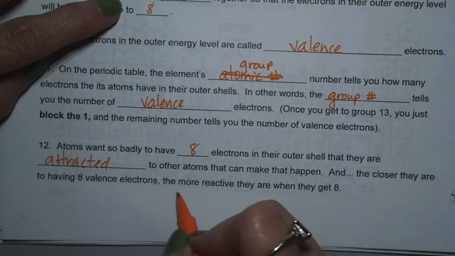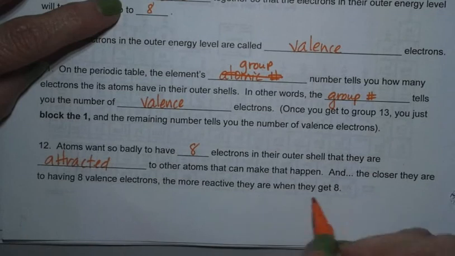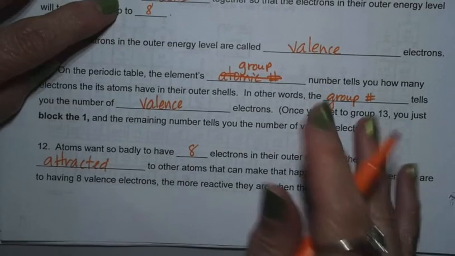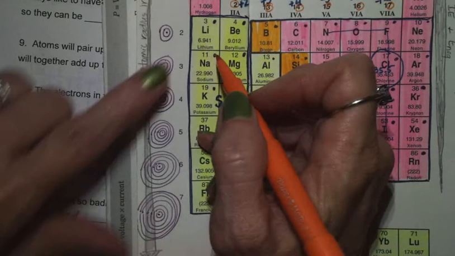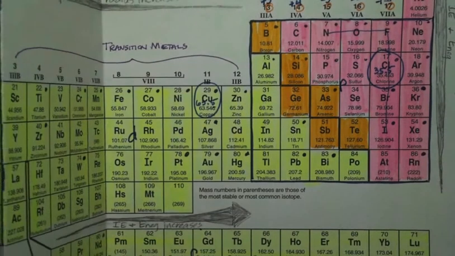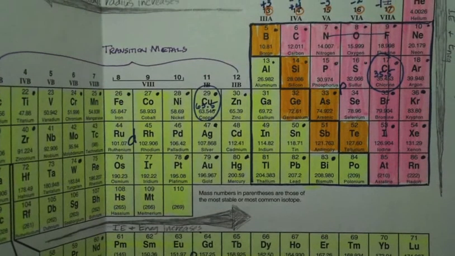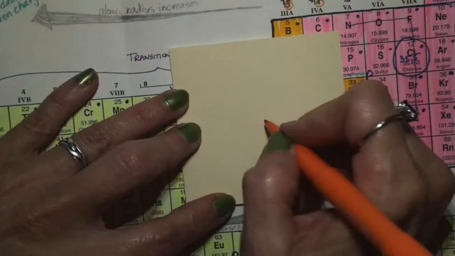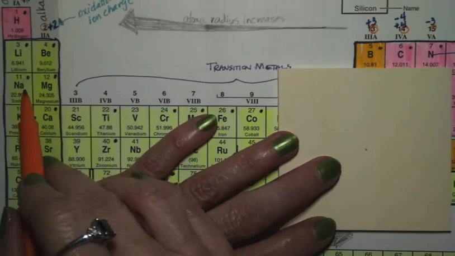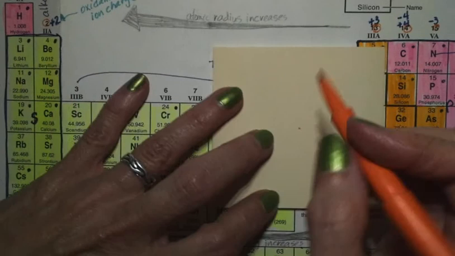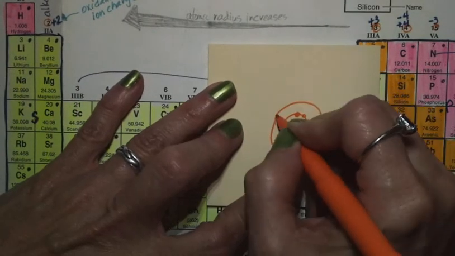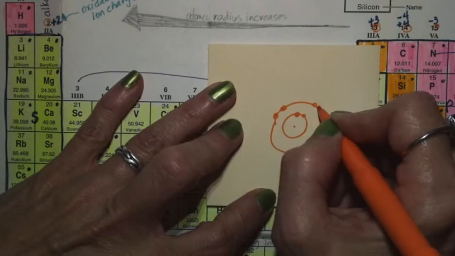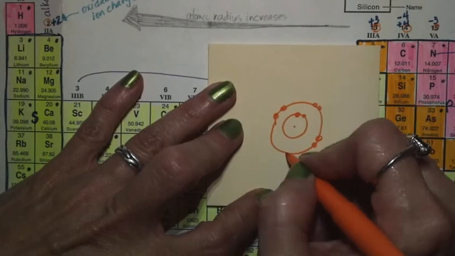So you say, well, wait, these guys only have 1 valence electron, like sodium only has 1 valence electron. But if I draw it out, here's my nucleus. I know the atomic number is 11, so that it's got 11 electrons. The first orbit can hold 2 electrons. The second orbit can hold 8. 1, 2, 3, 4, 5, 6, 7, 8. I've placed 10 electrons.